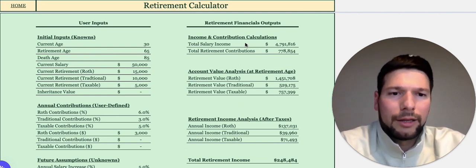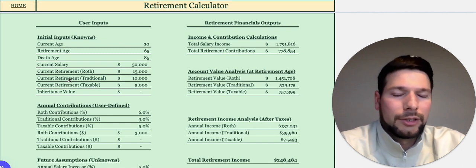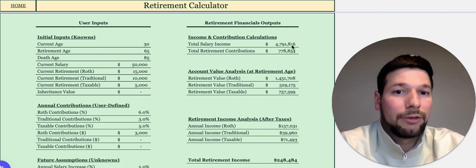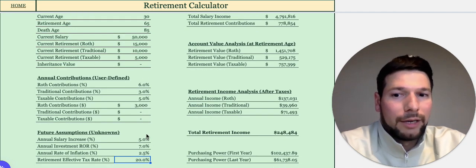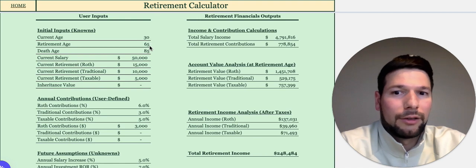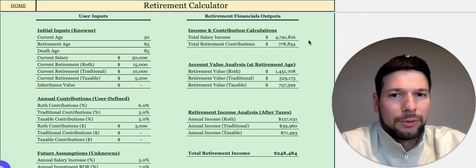And then on the right-hand side, all of these items here are going to be automatically calculated for you. So you just completed all the user inputs. Now this is going to tell you what your total salary will be throughout your entire career. So this individual making $50,000 may not sound like that much, but if they're getting 5% raises each year and they're working from 30 until they're 65, they're actually going to make nearly $5 million worth of income.